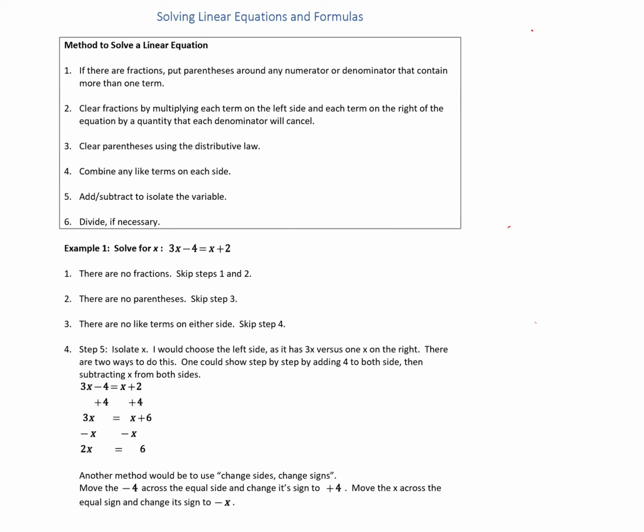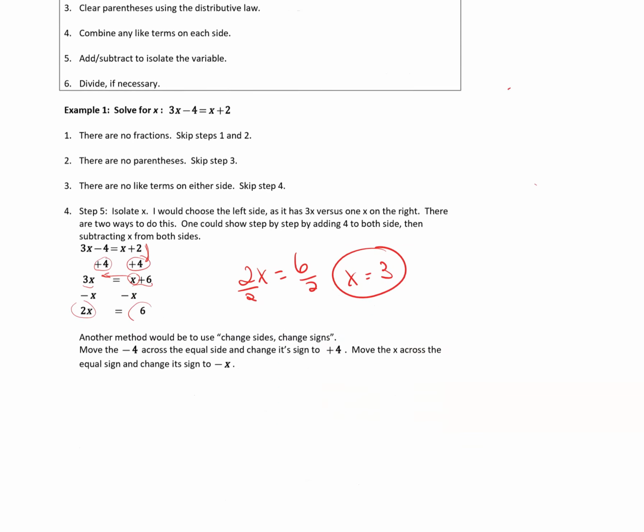There are 2 ways to do this. One could show step by step by adding 4 to both sides and subtracting x from both sides. So we add 4, opposite sign, to both sides. So I end up with 3x equals x plus 6. 4 plus 2 is 6. Then I want to move this x to the left side, so opposite sign, negative x on both sides. Subtract, I get 2x equals 6. And then finally, opposite of multiplication is division. So I get x is equal to 3.